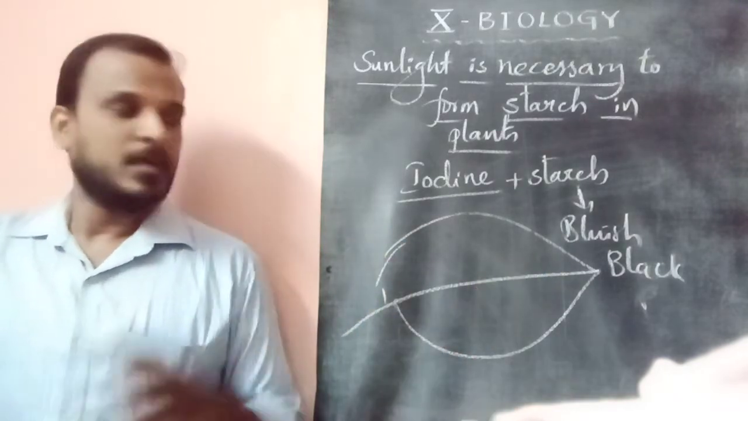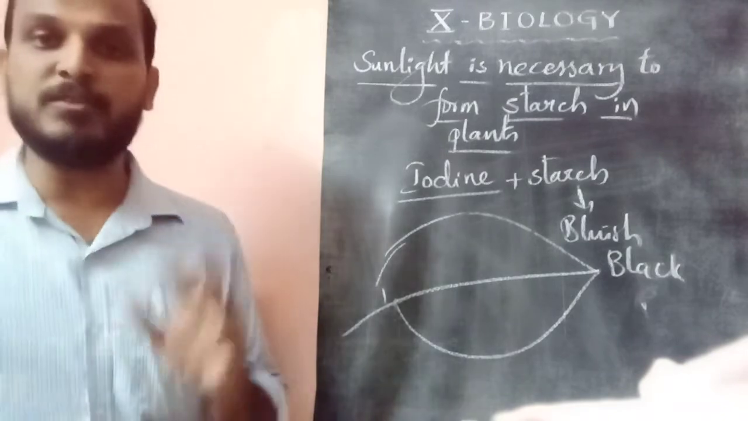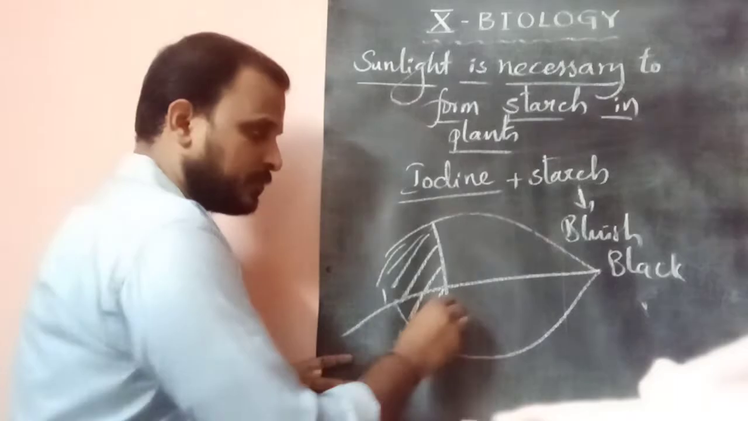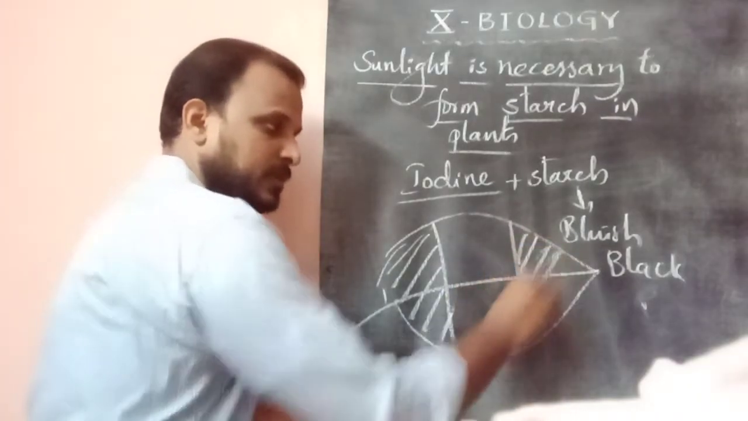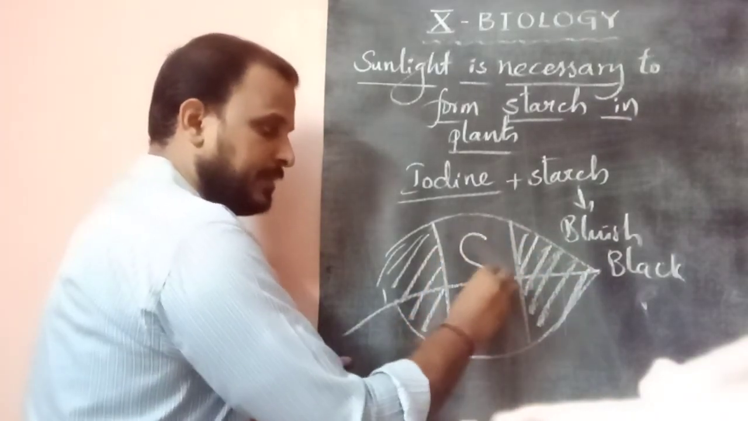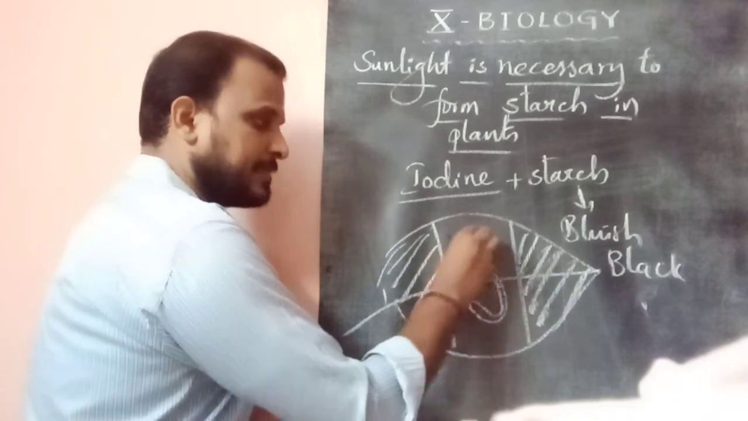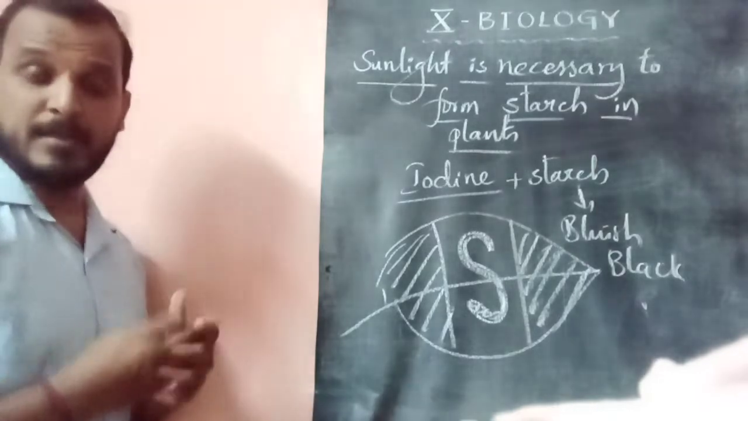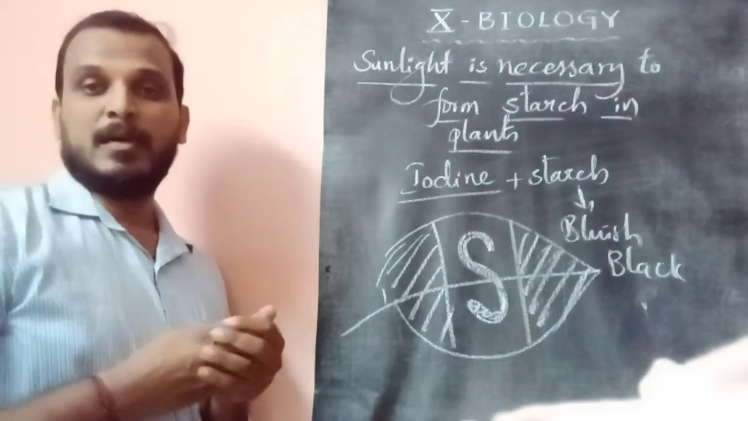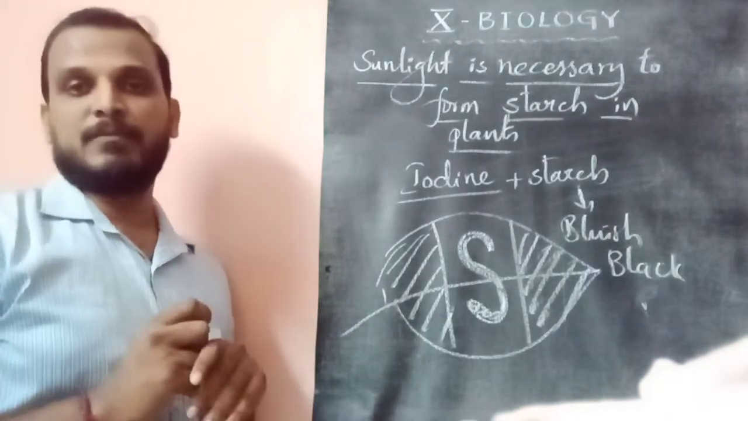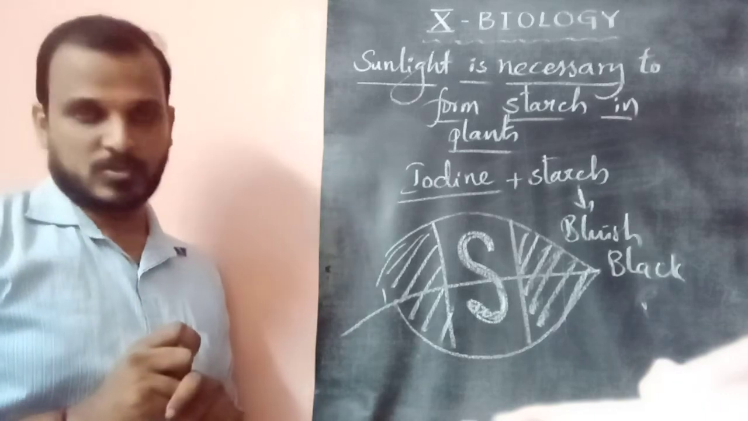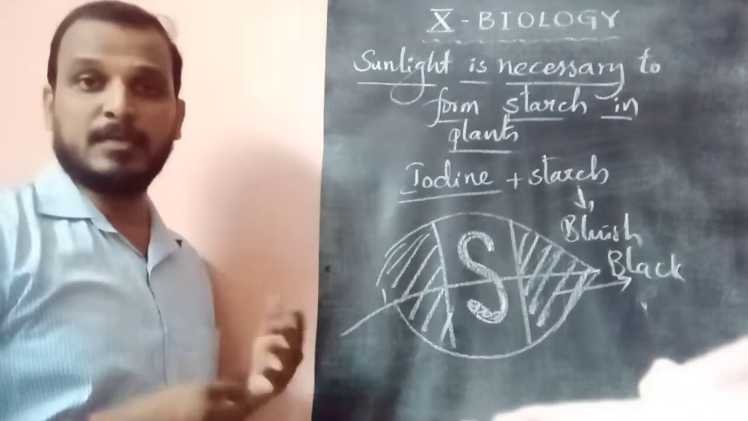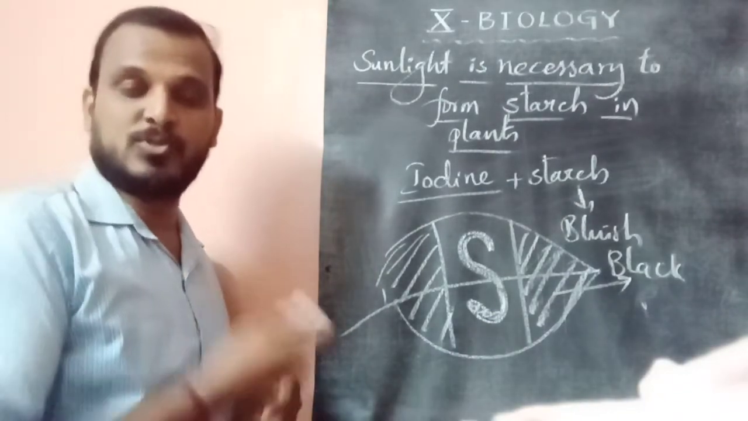Bluish black color. Now when you add this iodine on this leaf, which portion will turn into bluish black? The portion which is outside, exposed to sunlight, also turns bluish black, and the mid portion where sunlight is available also turns bluish black. The remaining part which is not exposed remains in the same color without turning bluish black. So these are all giving a positive result with iodine, turning bluish black, because they are exposed to sunlight.